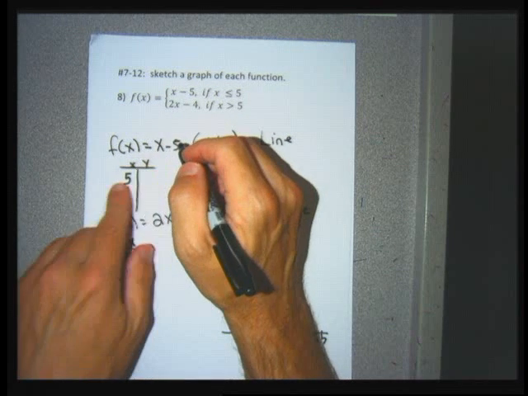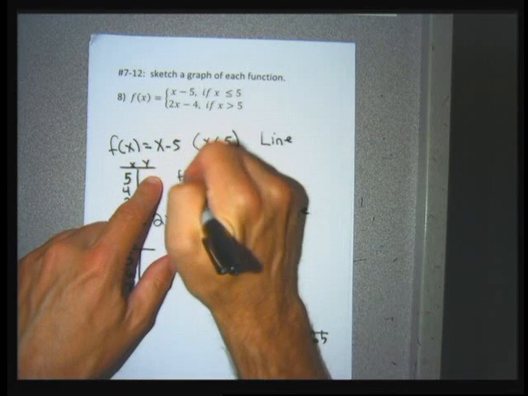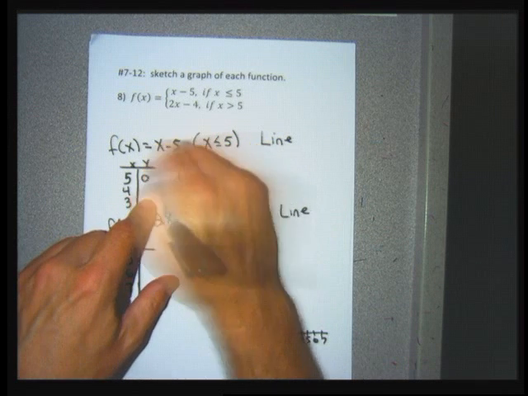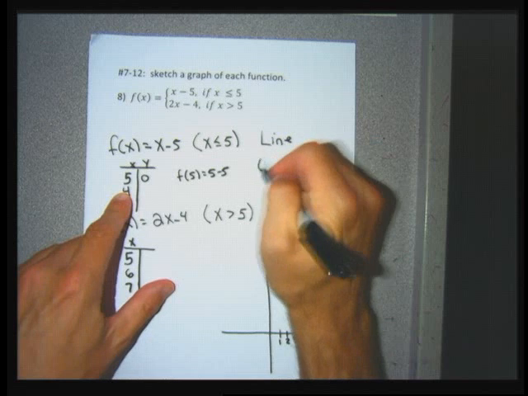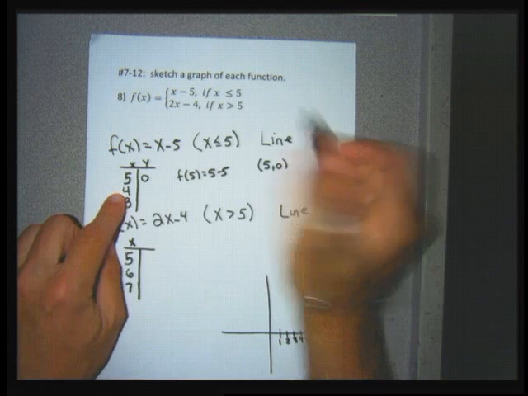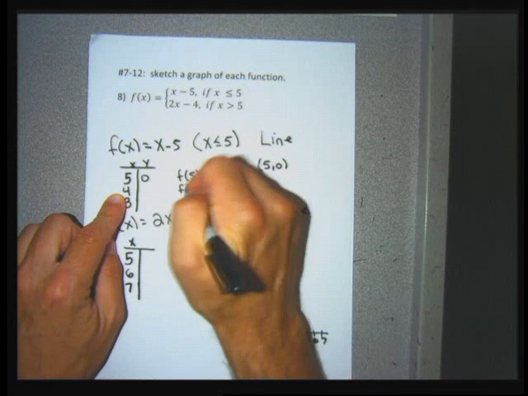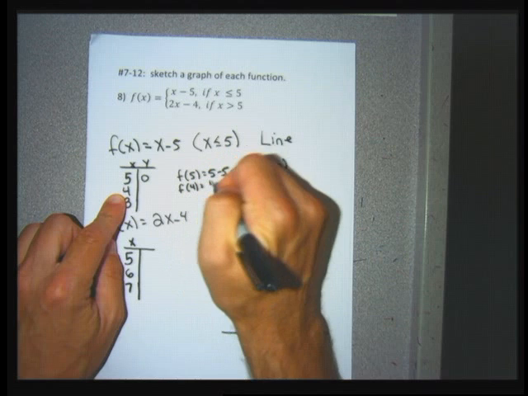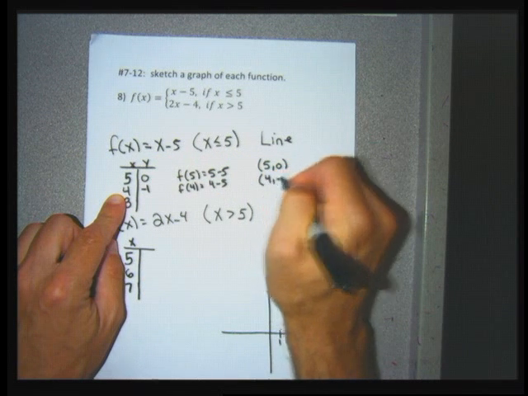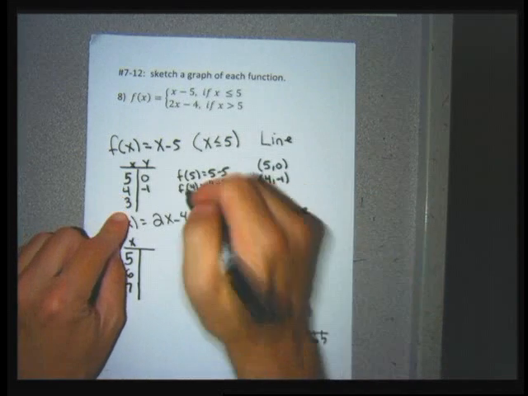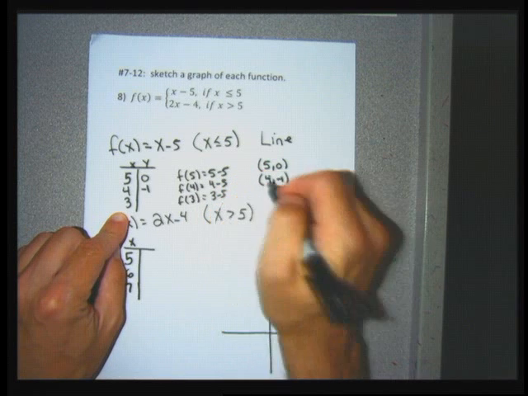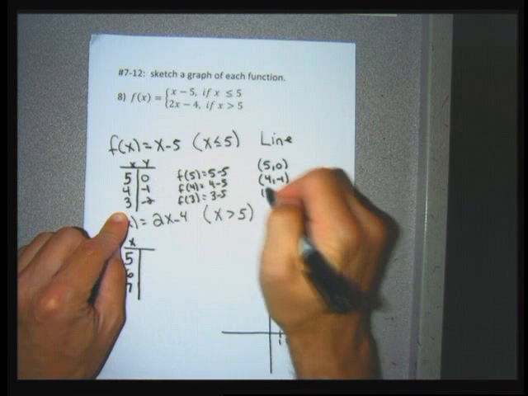For the first value, I'm going to plug 5 in. I'm going to go f of 5 equals 5 minus 5. 5 minus 5 is 0. So one point I'm going to plot is the point 5, 0 for that top function. And then if I plug 4 in, I get f of 4 is 4 minus 5, which is negative 1. So another point I'm going to plot is the point 4, negative 1. And the last point I'm going to plot for the top piece is f of 3 equals 3 minus 5, and 3 minus 5 is negative 2. I'm going to plot those.